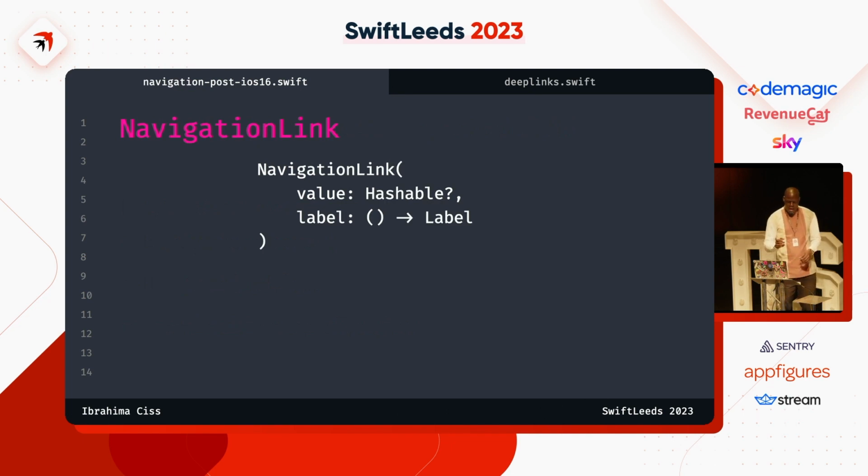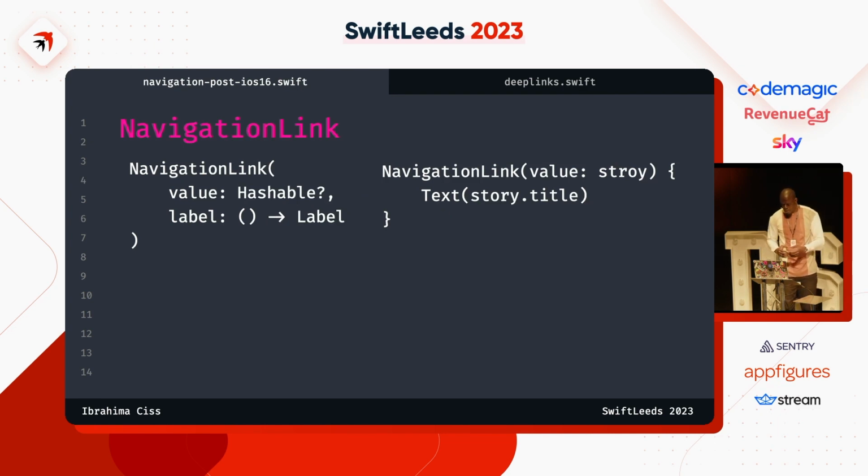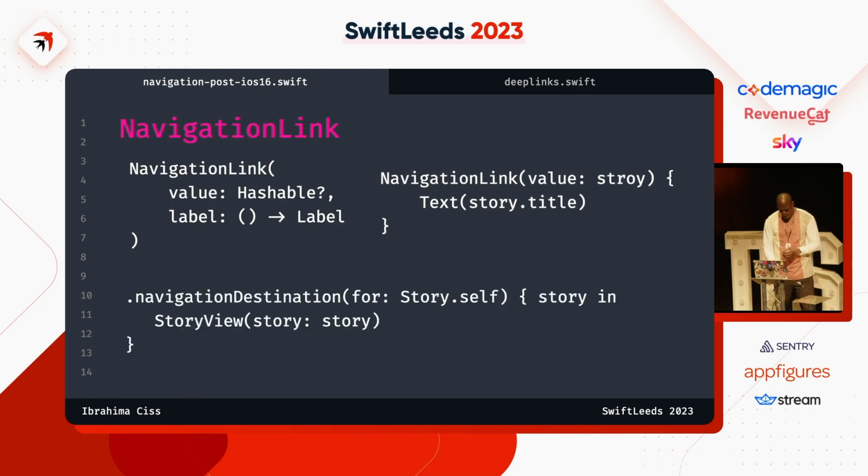How does that work? We have this navigation link, with a new initializer that accepts a value, which is a hashable object, and the label, which is just the text you're going to show. So this is like a description of how the navigation will look. You're going to have a navigation link that describes the value we want to go to, and the destination will just take that value and listen for it. If we have a story here, I will go to the story view, giving that story object, right?